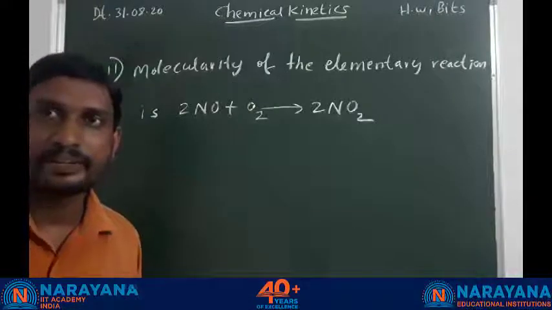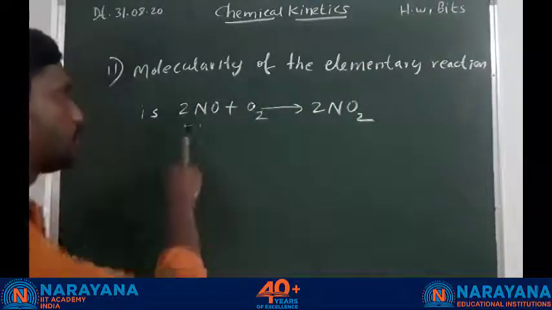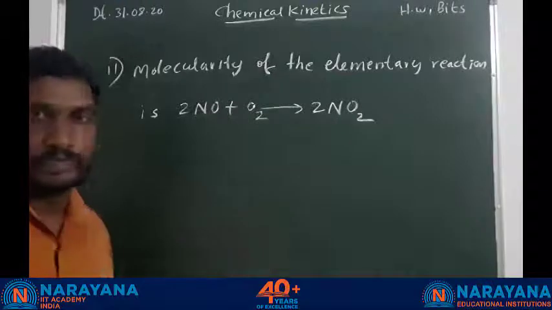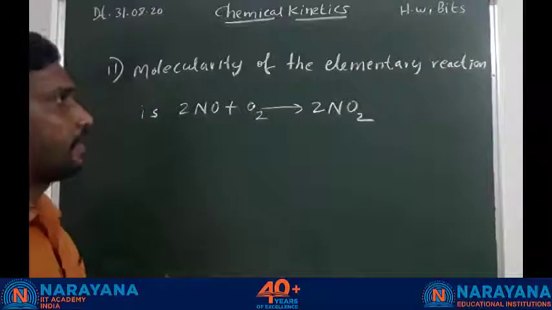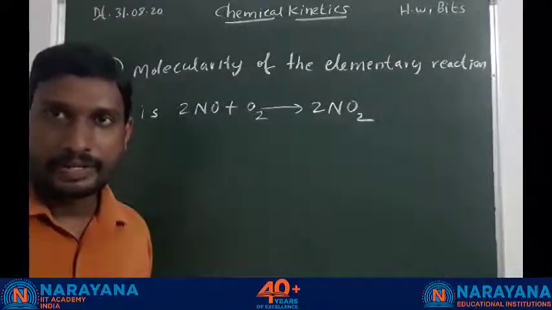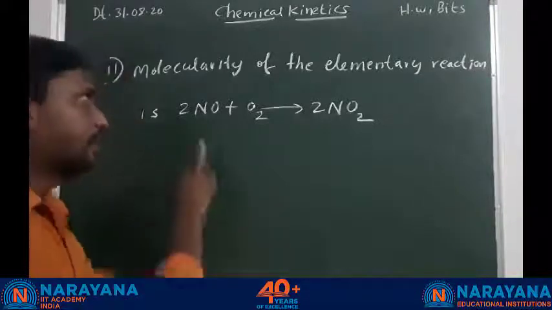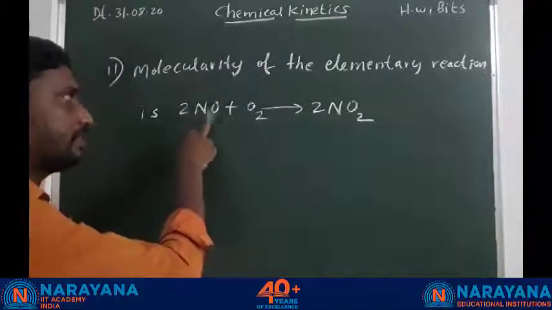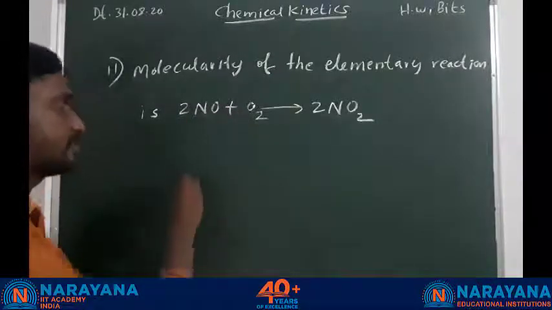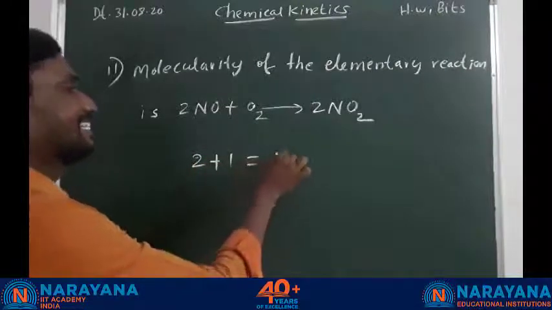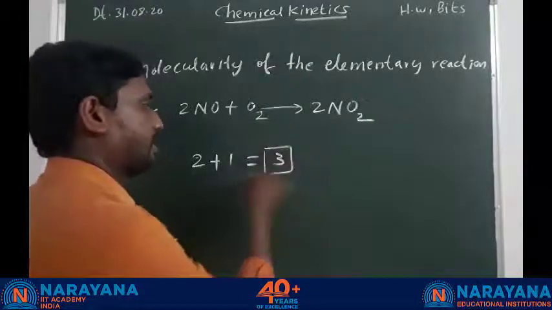Next, question number 11. Molecularity of the elementary reaction 2NO plus O2 gives rise to 2NO2. This is a numerical type question. Okay students, for elementary reactions, the number of reacting species is nothing but molecularity. Nitric oxide reacting species are moles 2, oxygen moles 1, then 2 plus 1, 3. Molecularity is 3. Direct answer 3.